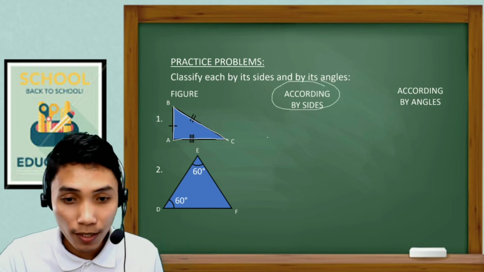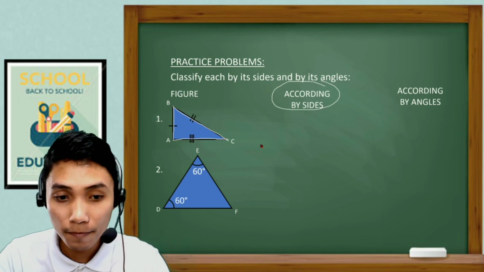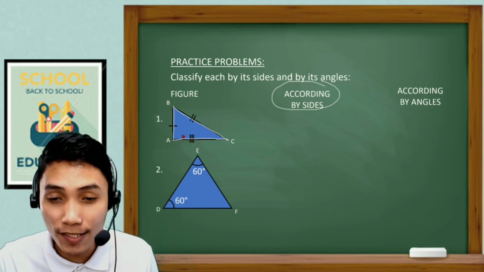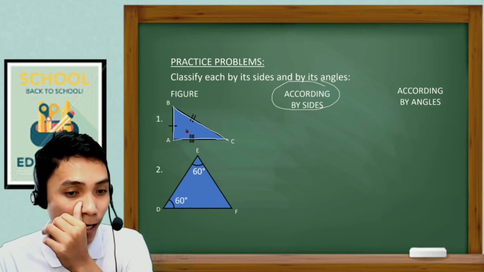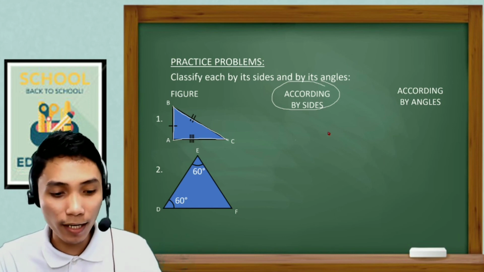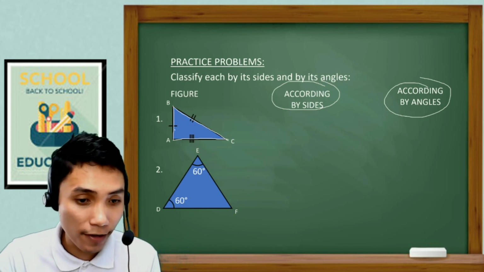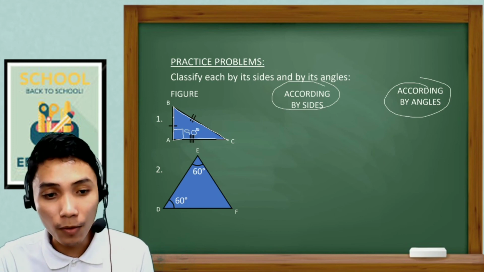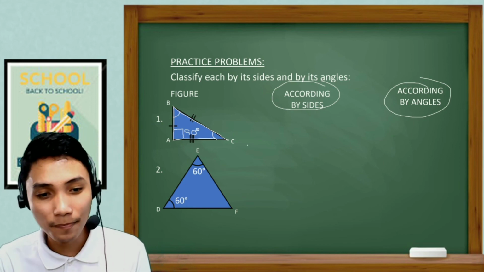So that figure, okay, what is that figure? Now, what kind of triangle is that? Very good. That is scalene. Okay? Because no sides are congruent or equal in length. Okay? Now according to angles, we have here the 90-degree. Okay? So that one is right triangle. Okay? That is right triangle.